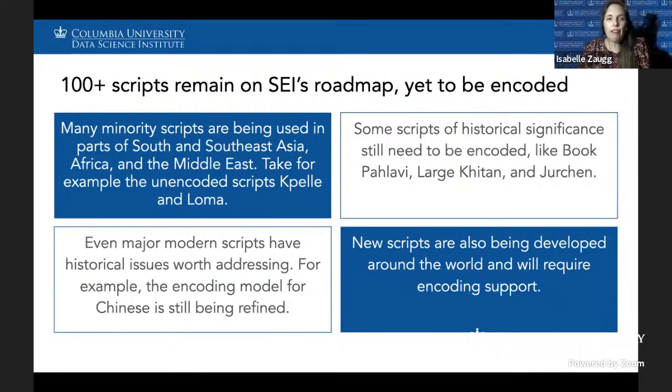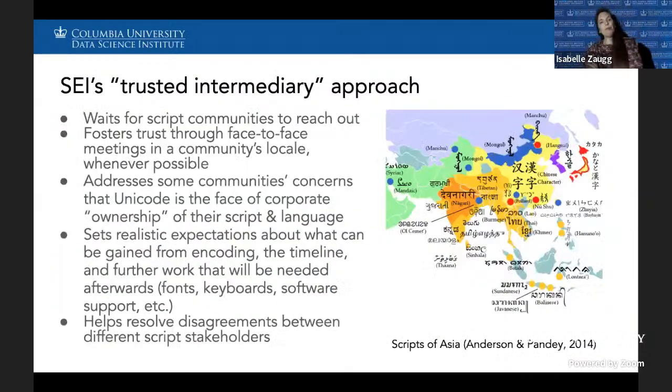And so we have, for example, the unencoded scripts Capel and Loma. Some scripts of historical significance still need to be encoded, like Book Pahlavi, Large Khitan, and Jerkin. And even major modern scripts have historical issues worth addressing. For example, the encoding model for Chinese continues to be refined. And as Anshu shared, there are new scripts being developed around the world that will require encoding support over time.